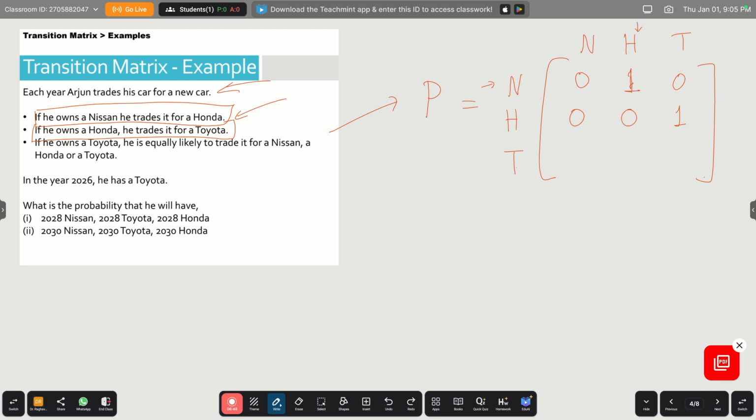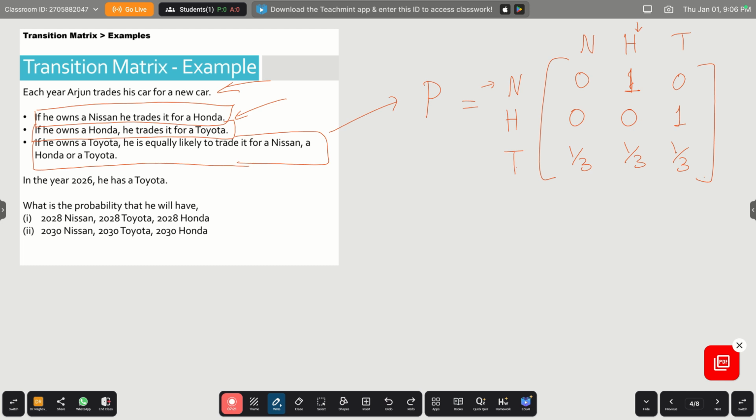Now let us take the third one. If he owns a Toyota, he is equally likely to trade it for a Nissan, a Honda, or a Toyota. What does it mean? This year he has Toyota. Next year he might have Nissan, he might have Honda, or he might have a new Toyota again. So with equal probability, all the three, and the sum should be equal to 1. So it's 1 by 3, 1 by 3, and 1 by 3. All have equal chance.